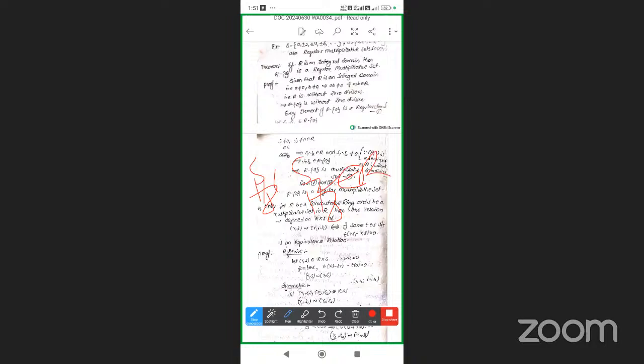So S1, S2 belong to R, and S1 S2 does not equal 0, so S1 S2 belongs to R minus singleton 0. This is equation number 2, multiplicative set. From 1 and 2, we get a regular multiplicative set.